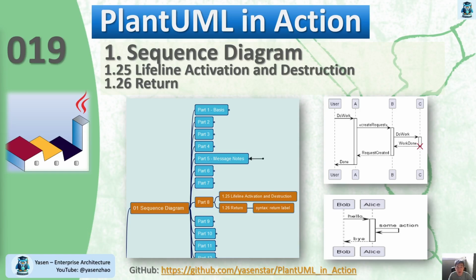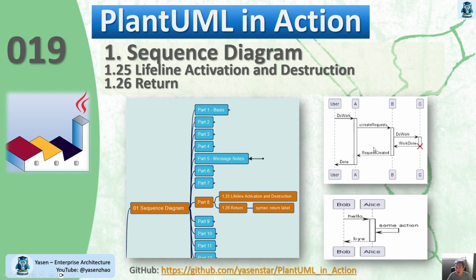You can definitely use the standard way. You create a message from B to A, then from A to B in the vice versa direction, like we already implemented in the last many diagrams. But knowing there's a return keyword can definitely help you save some time. So let's start to do the demo.